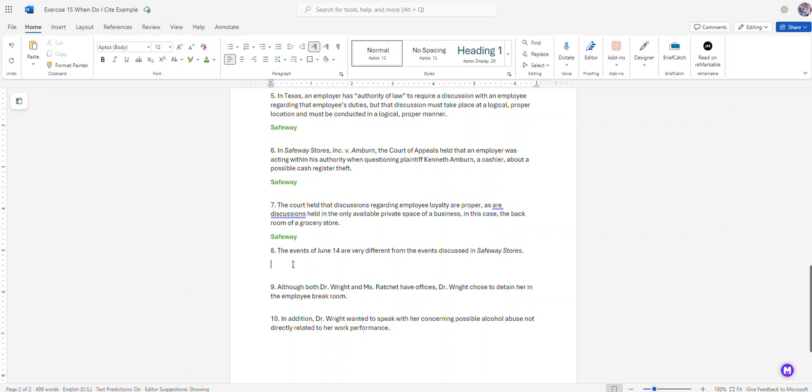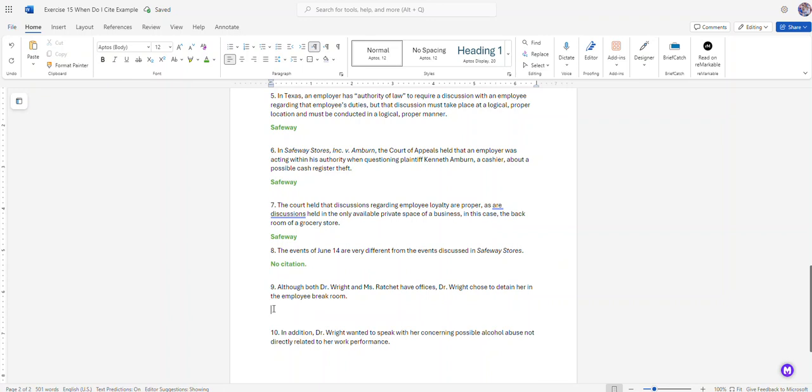Although Dr. Wright and Ms. Ratchett have offices, Dr. Wright chose to detain her in the employee break room. Well, that's straight up just a fact from your case, and so there'd be no citation for that, unless, of course, you had a record cite of some sort, and then you might cite that. But record cites are handled in the next chapter. In addition, Dr. Wright wanted to speak with her concerning possible alcohol abuse not directly related to her work performance. Again, that's straight from the facts, and so we don't have a citation to authority there either. There we go. And that is it.